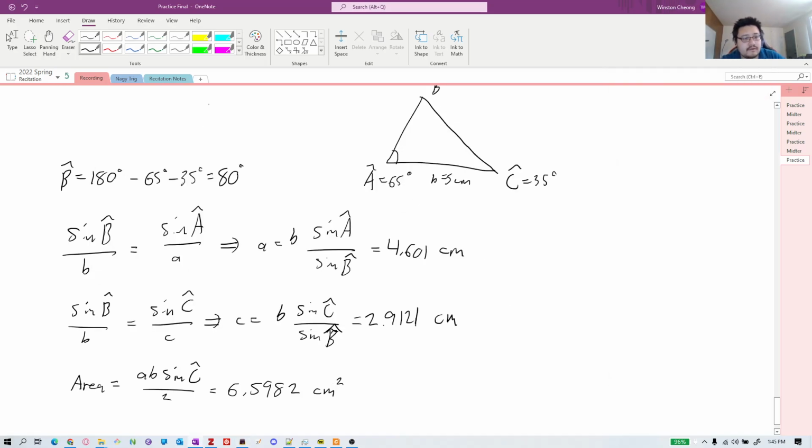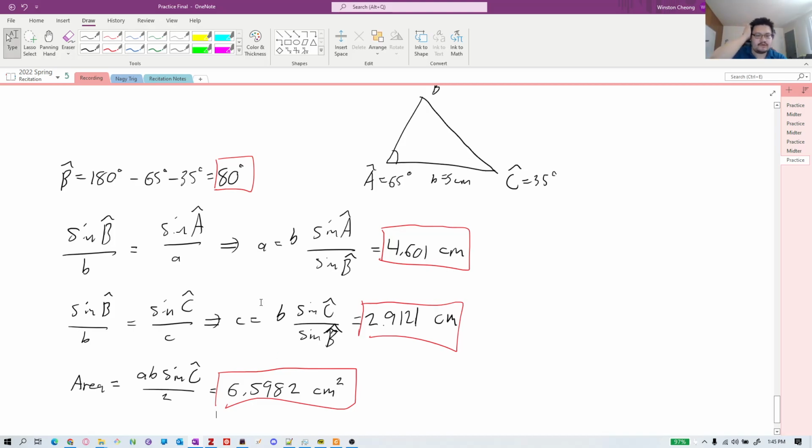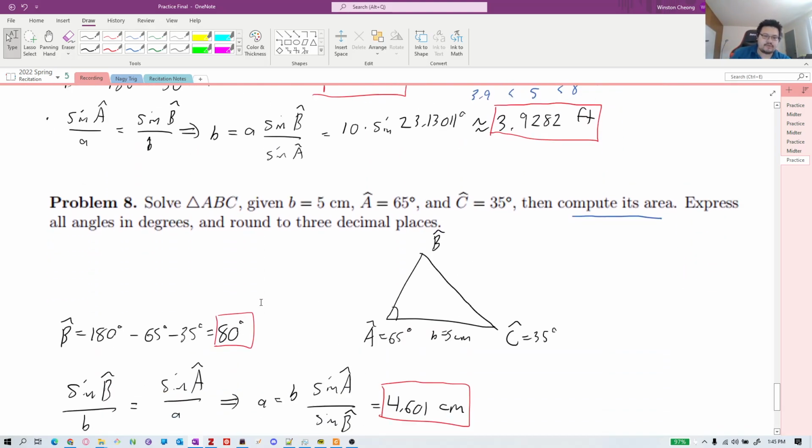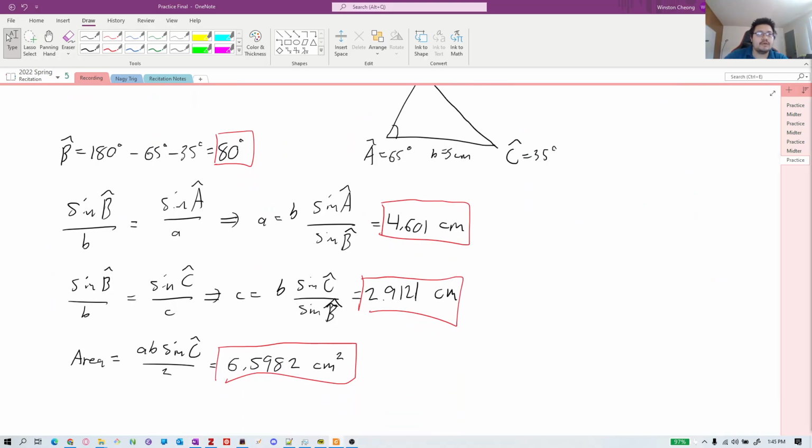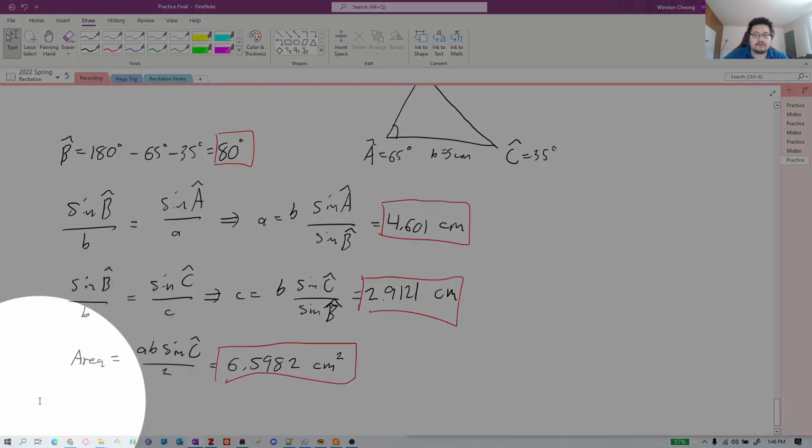Okay. I guess that's a reasonable enough answer. Let's go ahead and box everything. So we solved the triangle, getting these 3 values, and then we computed the area of the triangle. Okay, so that was what we were asked to do. Good. 4 more problems. Okay. All right.